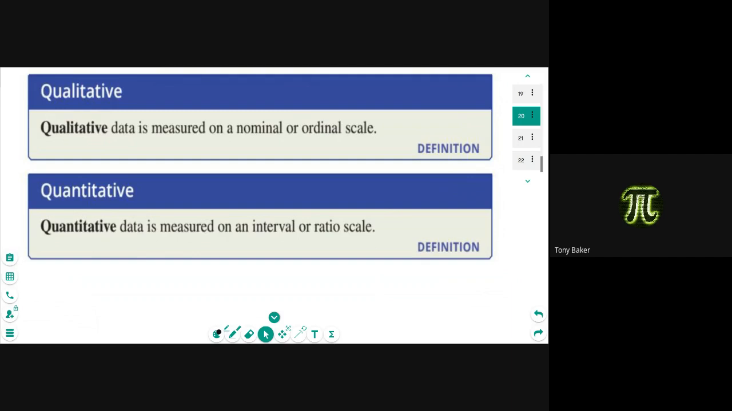So your qualitative data is your nominal and ordinal data. Quantitative is interval and ratio because they're quantities. So qualitative is a quality. Quantitative is a quantity. It's a numerical value.